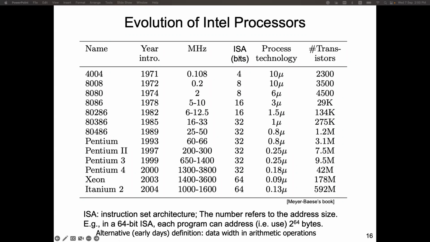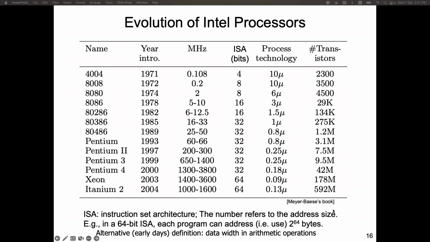And this column is the instruction set architecture. So 4-bit, 8-bit, 16-bit. The first one is 4-bit, then the 8008 is 8-bit, and the 8086 is 16-bit, and the next generation is 32-bit. But starting from 32 bits, the meaning of this bit changed. Previously, this ISA bit referred to the data size. But from 32-bit onwards, it refers to the address size.